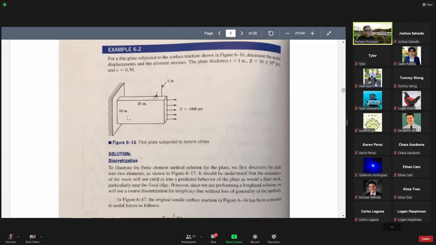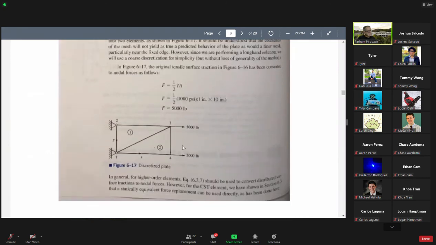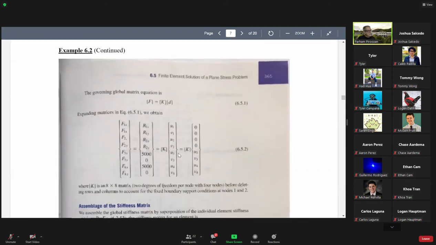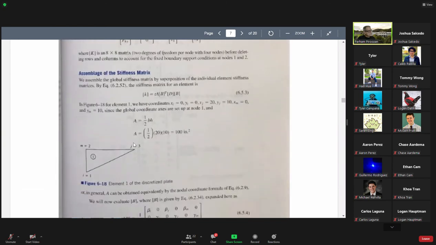So this is the plate, 10 inches by 20 inches. This is our discretization, 2 elements. And this is element 1. Element 1 goes from node 1, 3, 2.